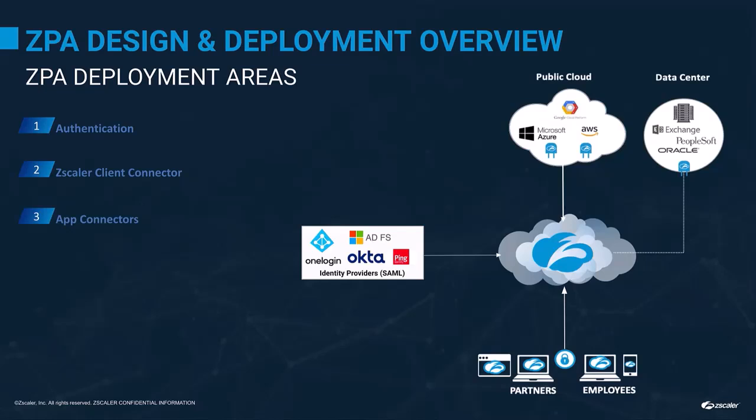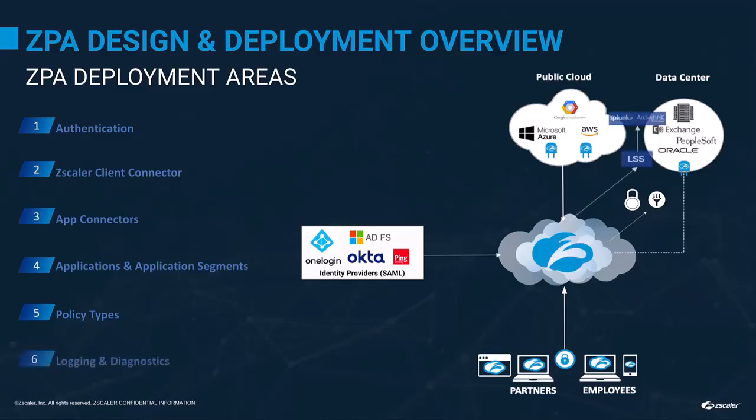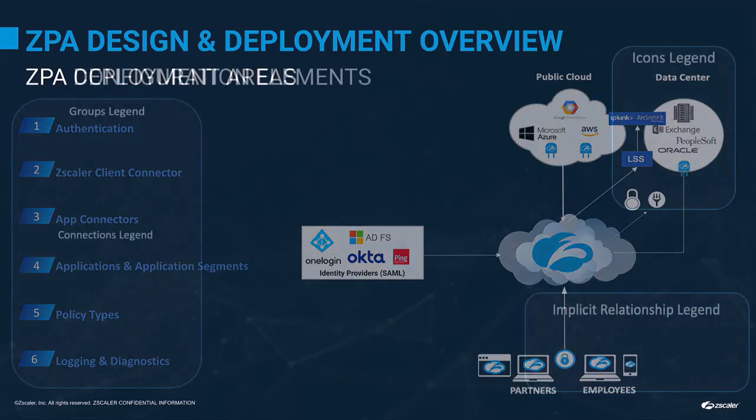Now that authentication and connectivity have been established, the next step is to configure the applications that will be accessed through ZPA, as well as the access policies that will enforce who can access the applications. Last, we'll take a look at the Log Streaming Service, or LSS, which can be used to forward ZPA log traffic to a customer's log collection system, such as a SIEM. The combination of these steps helps deliver a successful ZPA deployment.